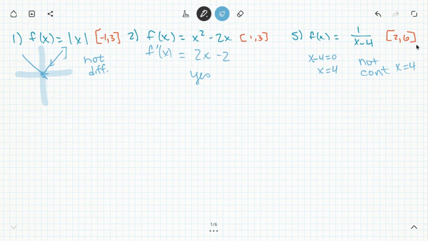4 is between 2 and 6, so this one is not continuous, so you cannot take the mean value theorem of this one. If it were some number above 4, to the right of 4, or to the left of 4, it would work, but because it is across the number 4, it is not continuous.